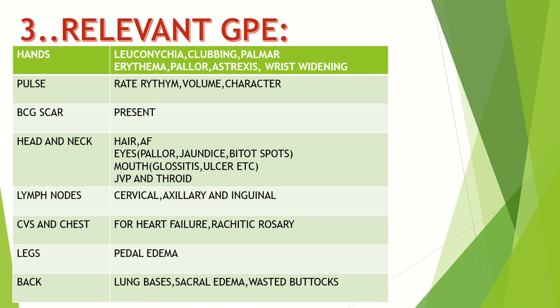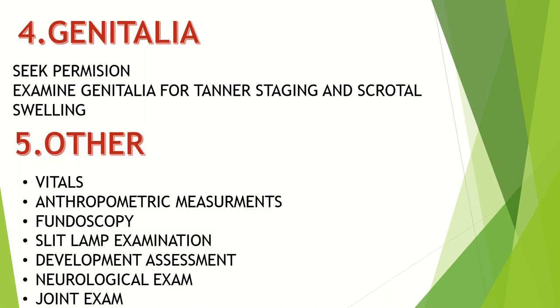In head and neck, you have to look for the hair, the AF, the eyes for pallor, jaundice or white spots, mouth for glossitis, ulcer, etc., JVP and thyroid. Then palpate the lymph nodes, and then look for CVS and chest for heart failure, for the rosary. Look at the legs for any pedal edema, and the back for lung bases, sacral edema, and the wasted buttocks.